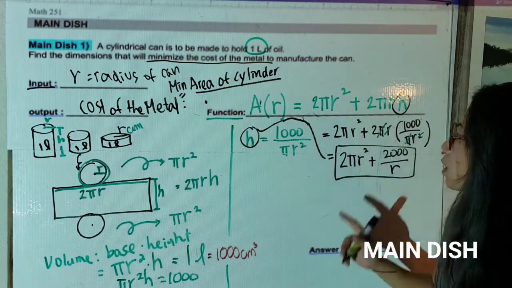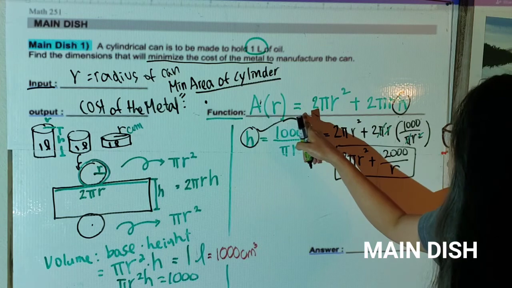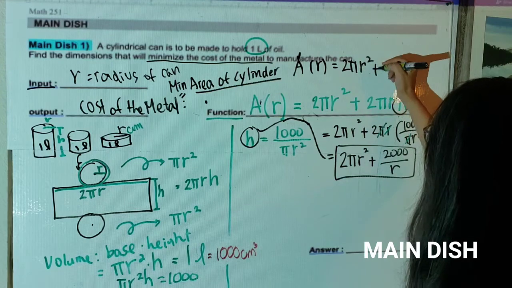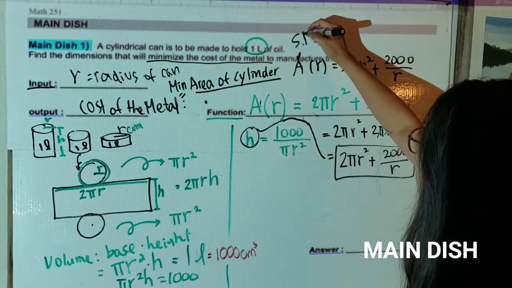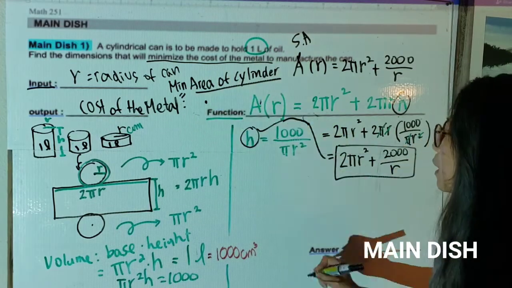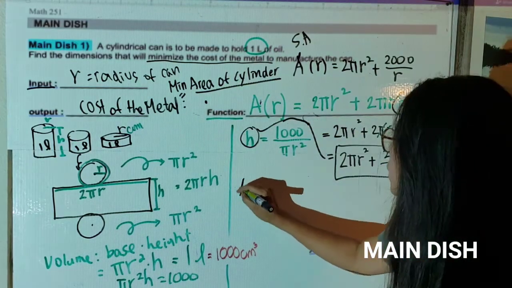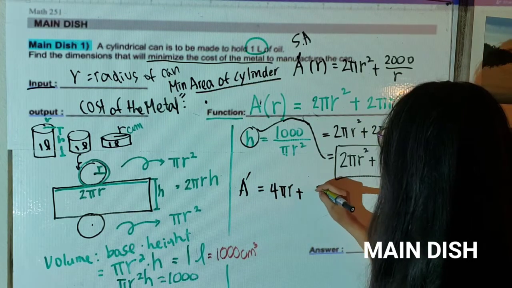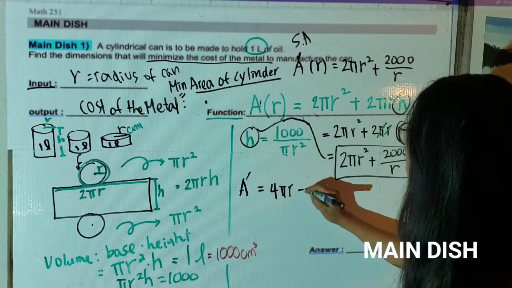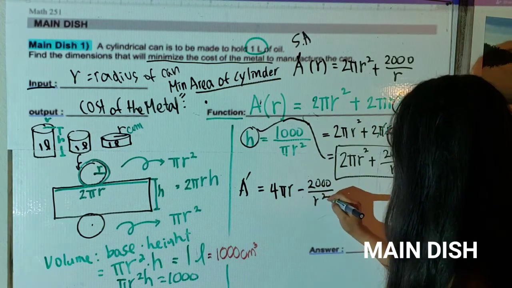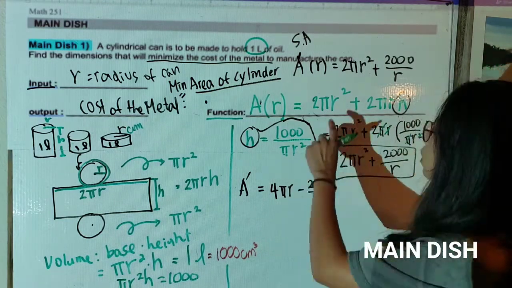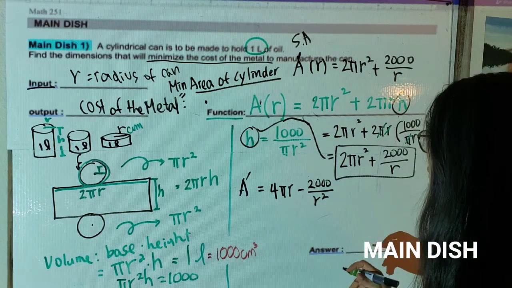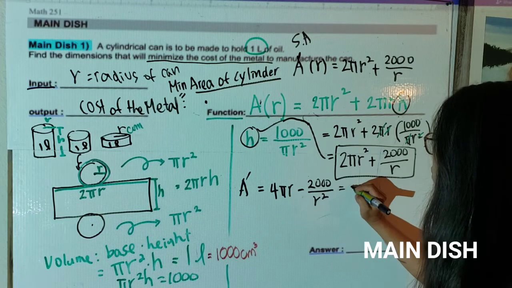Okay, no two variables. So now we are going to use this function. And what is this? That is the surface area. So if I want to minimize, I need to take a derivative. So let me take a derivative here. The derivative will be 4 pi r plus minus 2,000 over r square. I did everything mentally. So 4 pi r plus minus, because that's r to the negative 1, minus 2,000 over r square. I want to find the critical point, so set equal to 0.